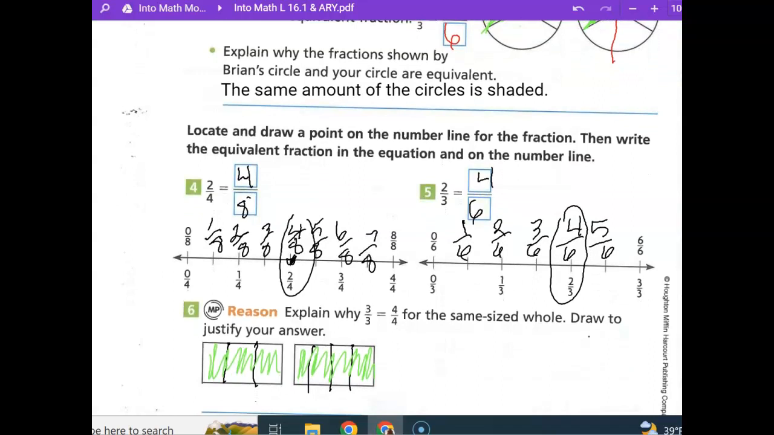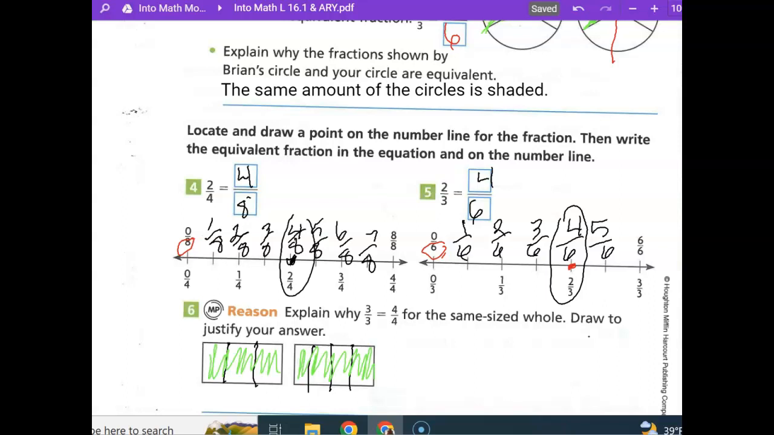It says for 4 and 5, locate and draw a point on the number line for the fraction. That's over here, 2/4, so I did that. And then write the equivalent fraction. So then I filled in my eighths on my number line, and I can see that 2/4 is 4/8. I did the same thing over here with the sixths, and it tells me right here what I need to divide them into. 6 parts, 8 parts. So I did my sixths across, and I see that 2/3 and 4/6 are equal.